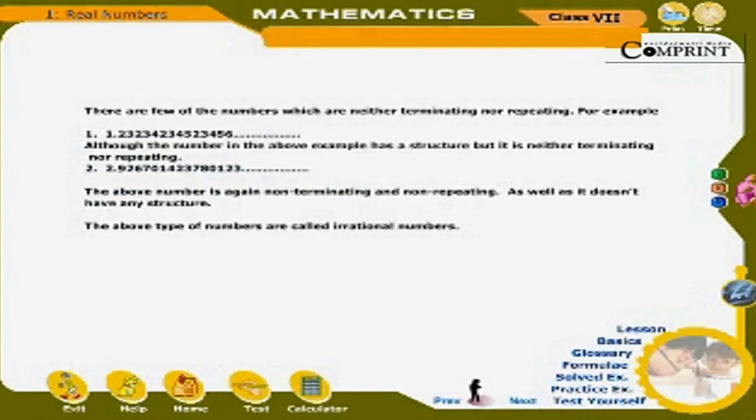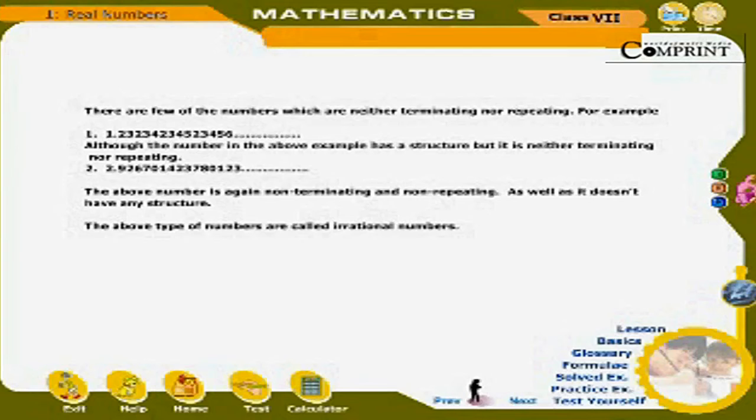There are a few numbers which are neither terminating nor repeating. For example, 1.23234234523456 and so on. Although the number in the above example has a structure, it is neither terminating nor repeating.